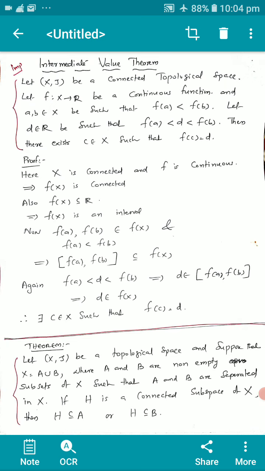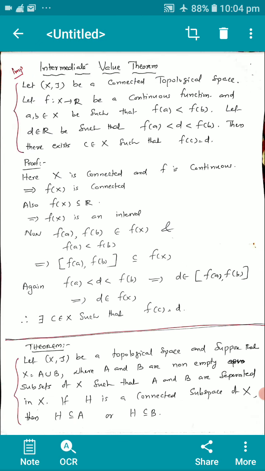And f is a continuous function. Of course, we can conclude that there exists a c in X in such a way that f(c) equals d, that is, d is the image of c under f. That is the intermediate value theorem. It's an important theorem. Study that one well.